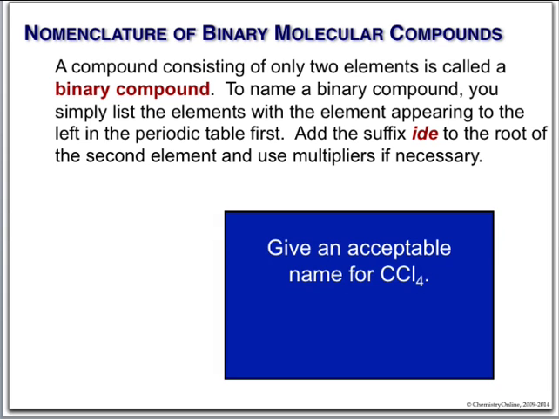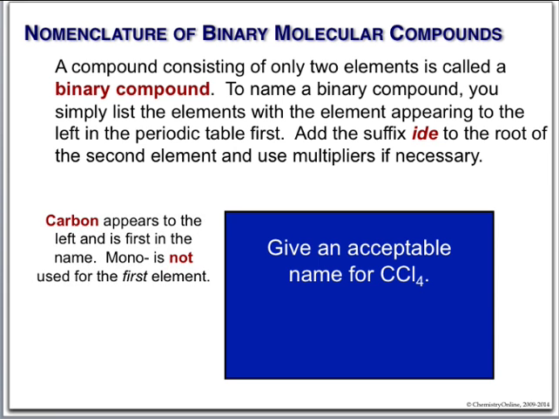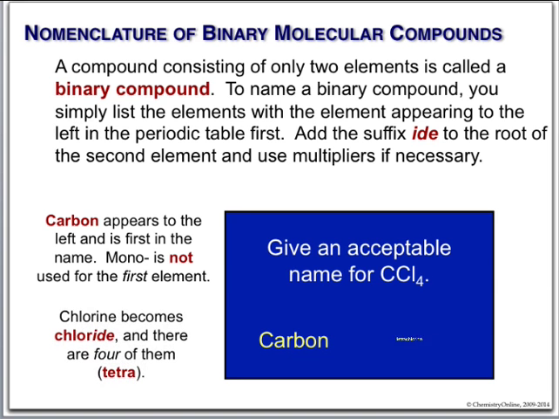Let's just do some examples here. 1 carbon and 4 chlorines. It's a molecular compound, isn't it? Because they're both nonmetals. What's the first word of our name? Carbon. Duh. Now the root for chlorine is chlor, right? So we're looking at chloride. And how many are there? 4. Carbon, tetra, chloride. 2 words.